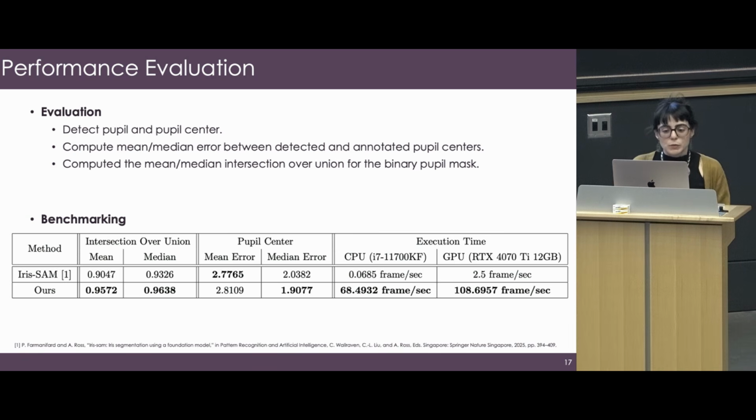But I think one of the most important things you can look at is the difference in execution time. So on a 5 megapixel image, we were able to operate at 68 frames per second on the CPU and 108 frames per second on a GPU, which compared to 2.5 frames per second on a GPU is miles ahead. And this is still on the 5 megapixel image. If we're able to scale down the image, we can operate much faster.